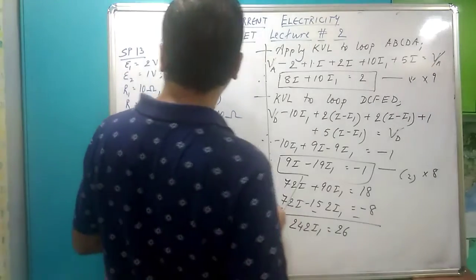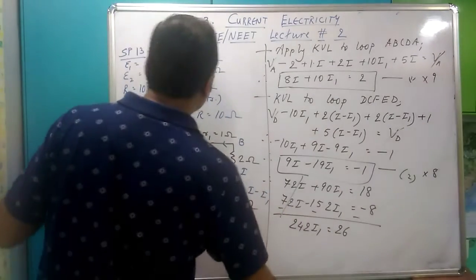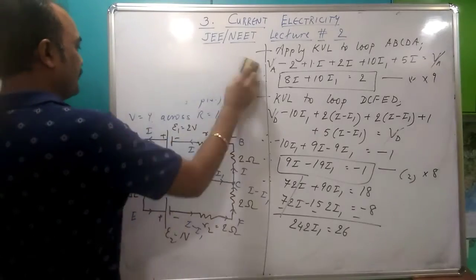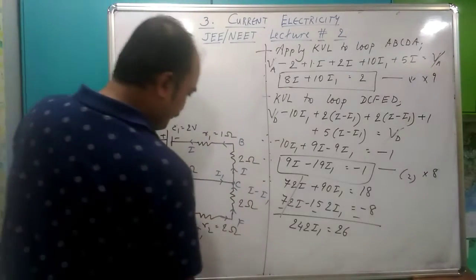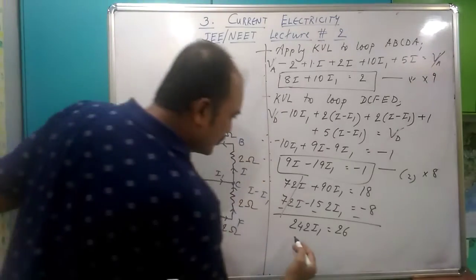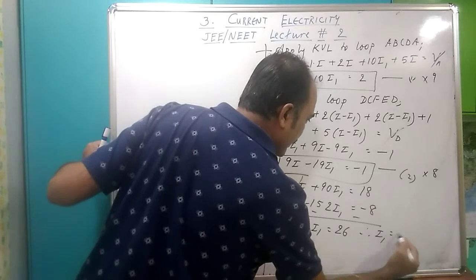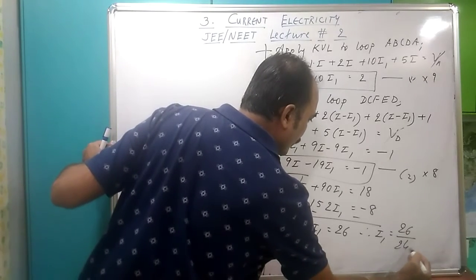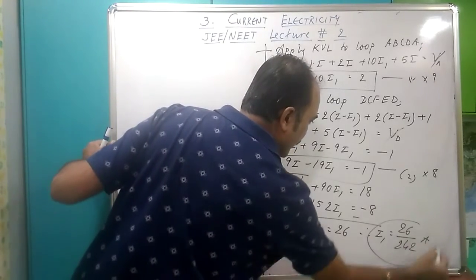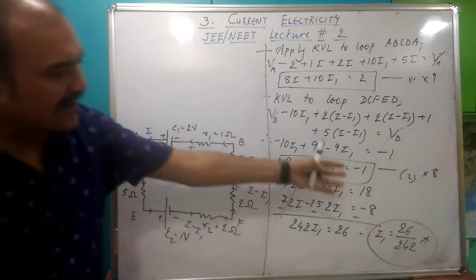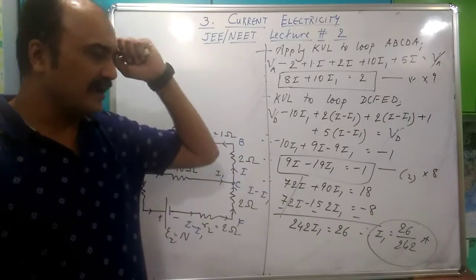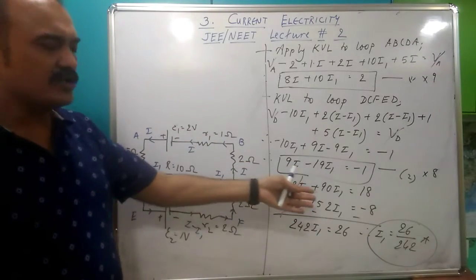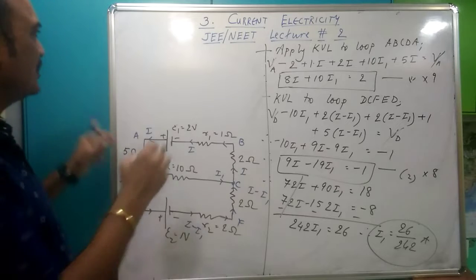I might as well write it here. I have less space, so I'll clear this up. So I1, I'm sure you can see here, is 26 by 242 ampere. Okay. I can divide, I can take 2 common and stuff like that, but this is not my last step. So I'll take it in the last step.